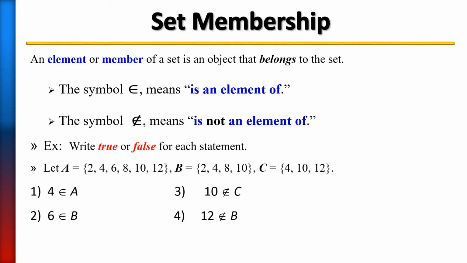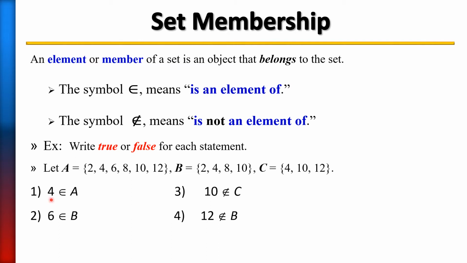So here we have three sets. Set A contains the numbers 2, 4, 6, 8, 10, and 12. Set B contains the numbers 2, 4, 8, and 10. And set C contains the numbers 4, 10, and 12. So let's do example number 1.